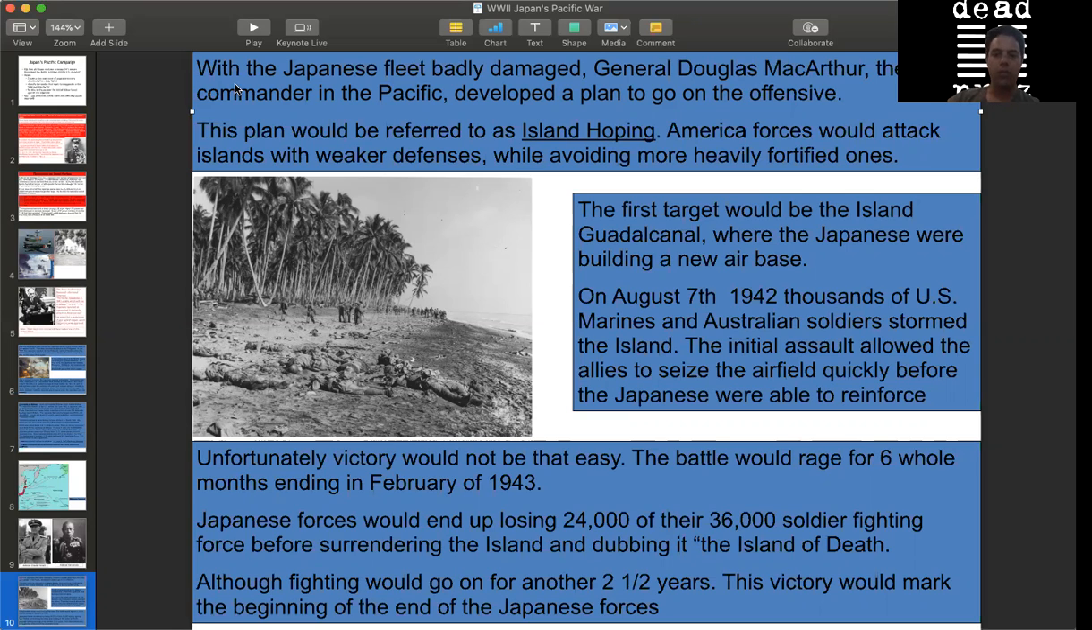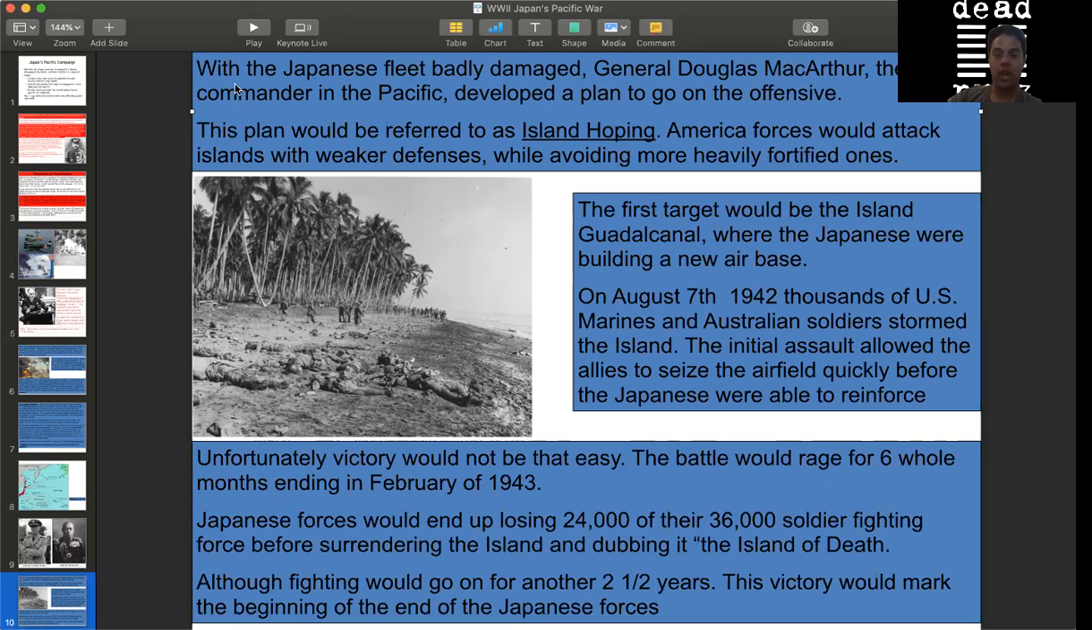The battle would rage for a full 6 months before ending in February of 1943. This would be horrific fighting in the middle of a tropical island with the tropical heat blaring down on both sides. Both sides would dig in on this volcanic island. In the end, the Japanese forces would lose 24,000 of their 36,000 soldiers. That is a death rate of roughly 2/3 of the soldiers, before eventually surrendering the island and dubbing it the Island of Death.